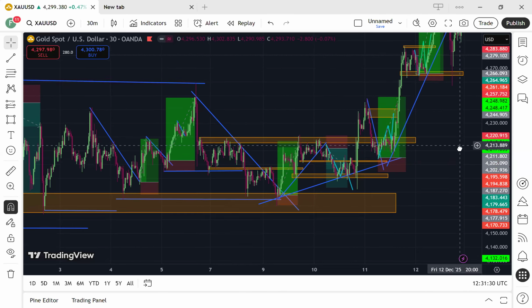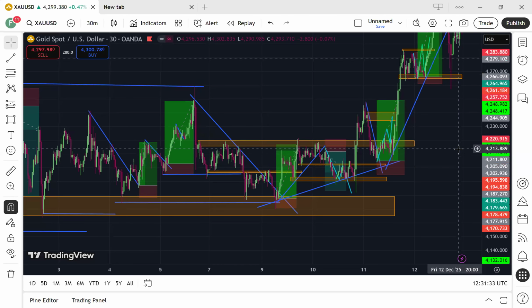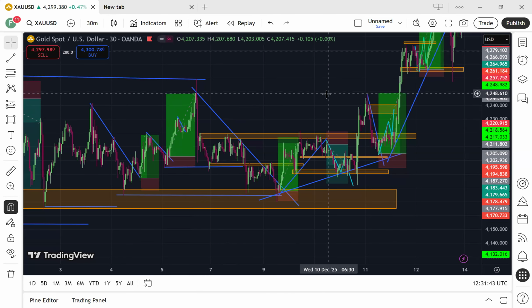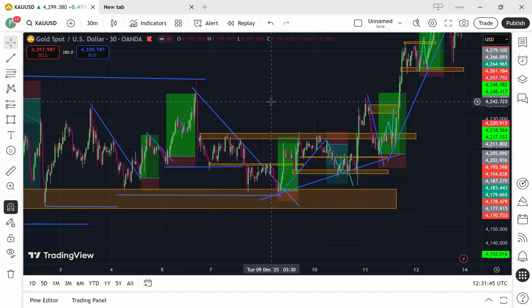But I prefer 15 or 30 minutes because they have stronger candle confirmations and they are more reliable than the others. They don't have much noise. This 30 minutes has no big noise compared to 15 minutes. On 5 minutes, the smaller the candle, the bigger the noise.